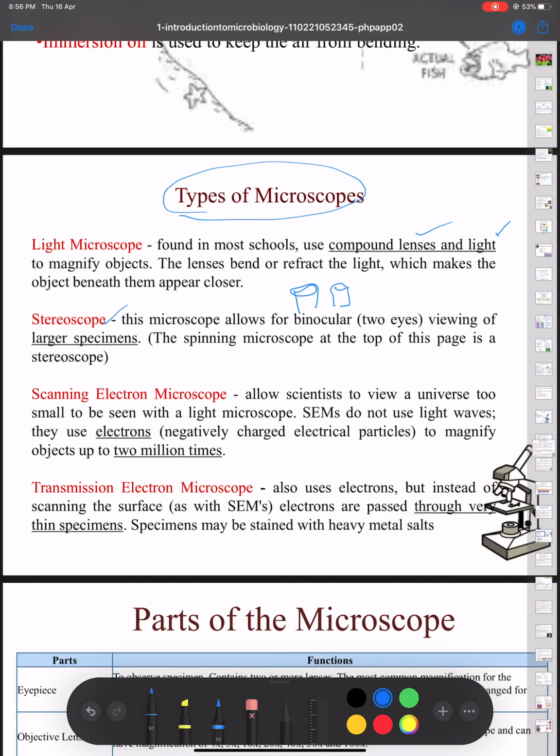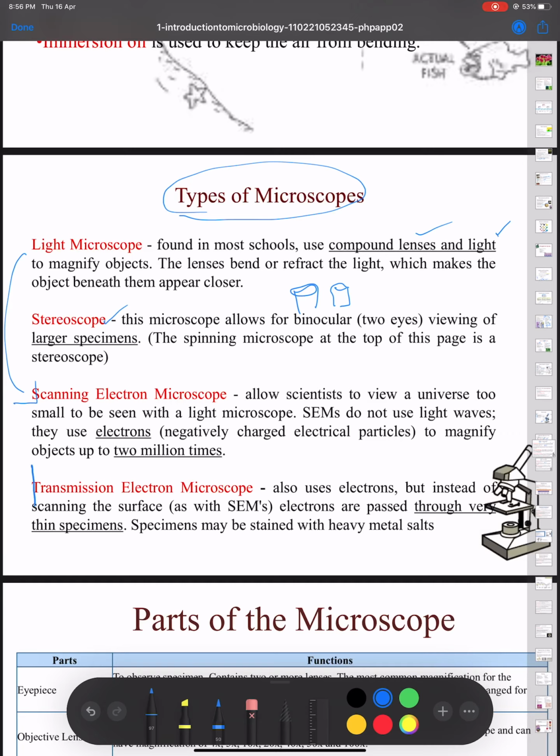Now, the scanning electron microscope allows scientists to view the universe too small to see, that is, microorganisms you can't even see in the light microscope will be visible in the electron microscope. Even very small microorganisms like viruses, which are much smaller than bacteria, can be visible in the electron microscope.